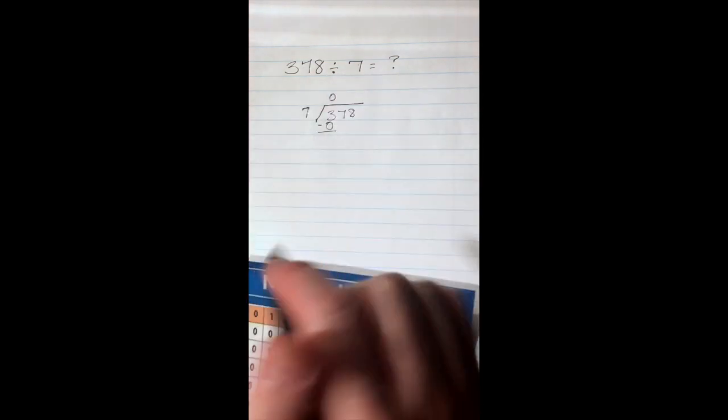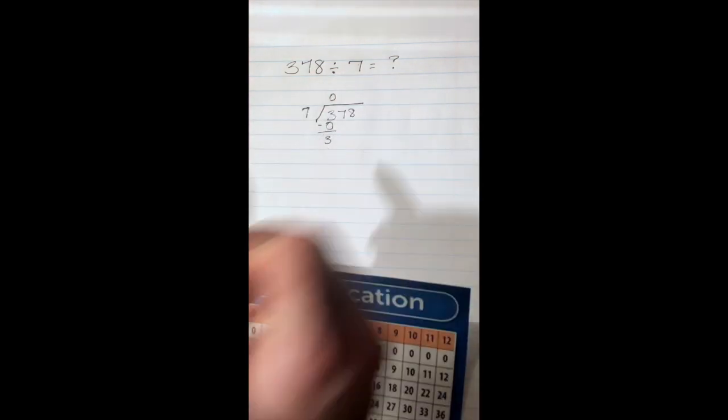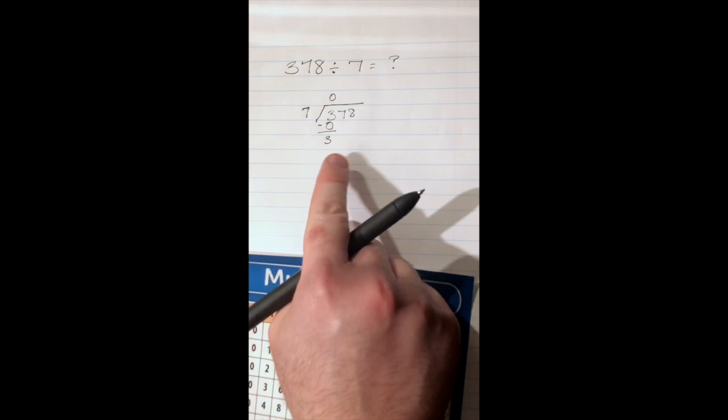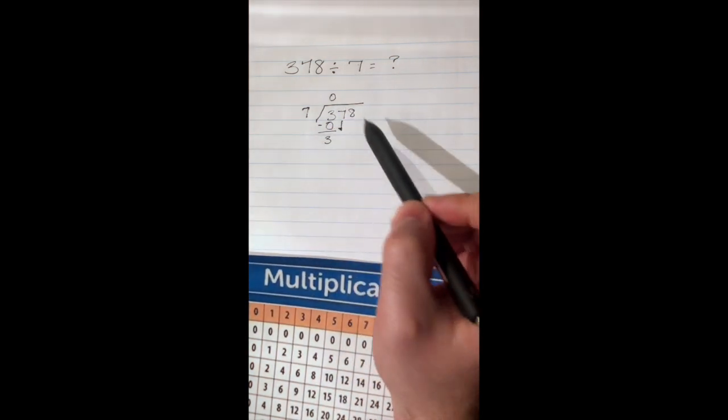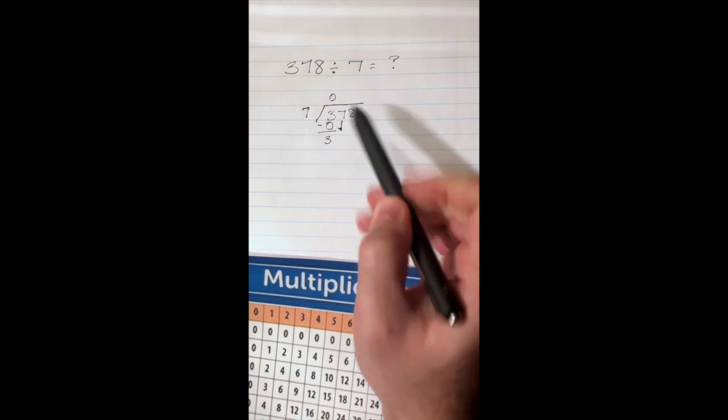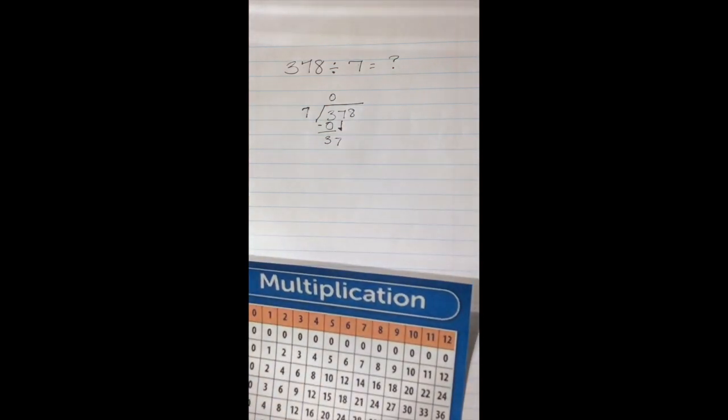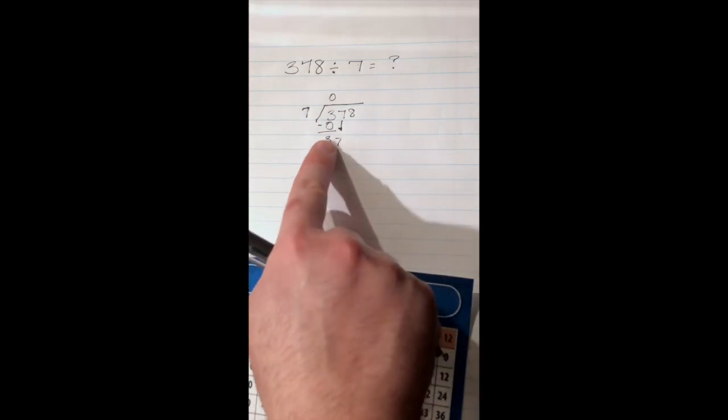Well, I know that 3 minus 0 is still 3. Once you subtract, you're going to drop down the next digit only. So I'm going to drop my 7 down and put it beside the 3. Now I have 37. I'm going to repeat those steps, except now I'm going to use 37.